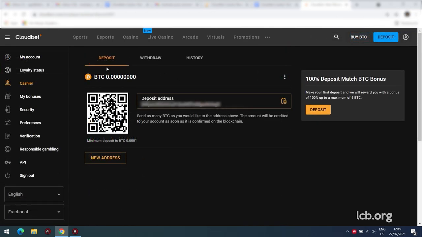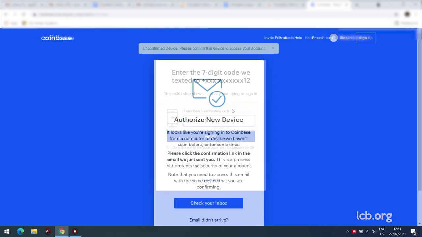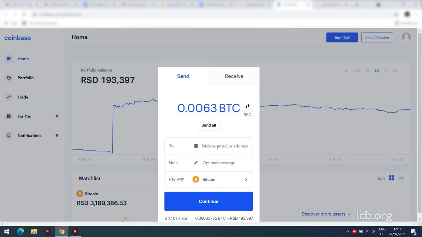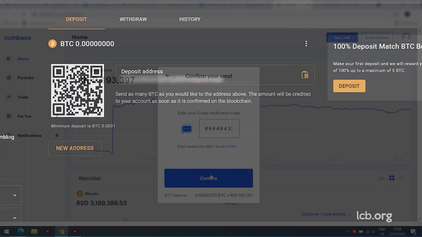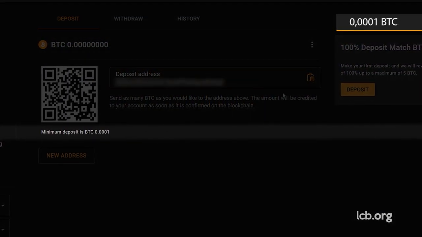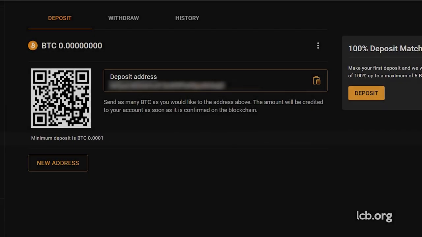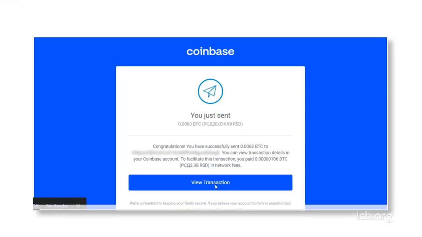Her choice was Bitcoin, so she went to Coinbase to authorize the device and then make the desired transaction. The tester wanted to fund the account with $200 worth of Bitcoin. According to the cashier, the minimum deposit amount is 0.0001 Bitcoin, while there is no maximum deposit limit. She typed in the desired amount and received a confirmation mail from Coinbase.